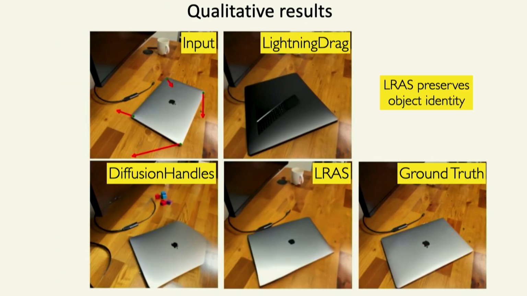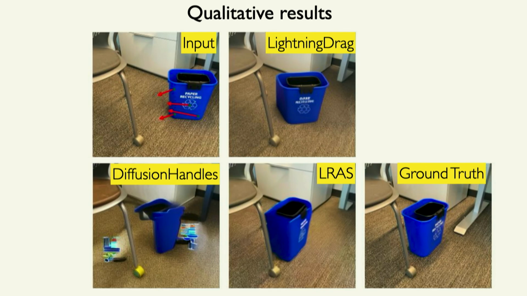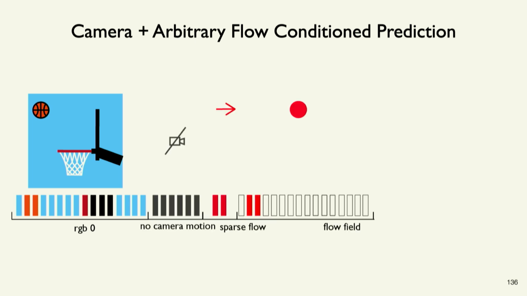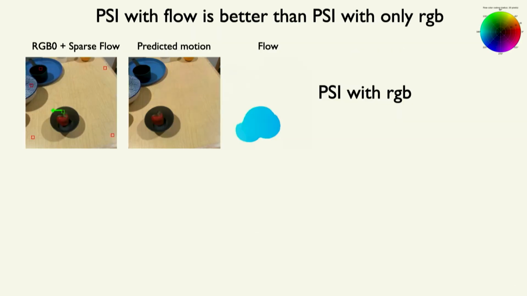It also allows us to do arbitrary manipulations of a scene. So we can apply these 4 arrows here and translate and rotate the laptop to get a really, really good prediction of what would happen if we moved it in this way. And here we compare it to some diffusion-based baselines.